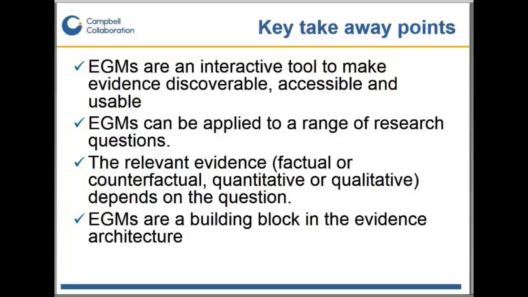The relevant evidence you put in a map depends on the research question you want to address with that map. The scope of the map can be any sort of evaluation, any sort of research question. And they're a building block of EGM architecture. People are very excited about them and want to have them, but always ask them, well, what are you going to do with this map? They're about actually going to the next stage of getting evidence used.